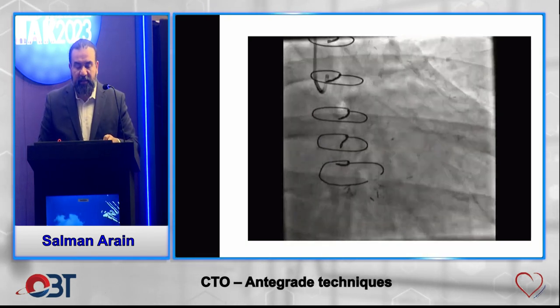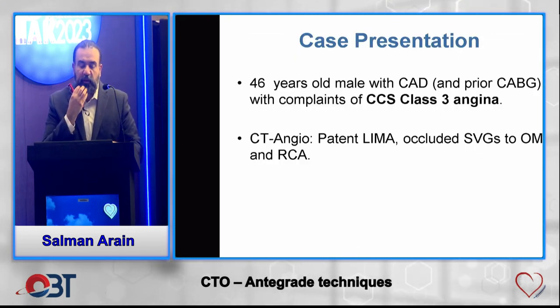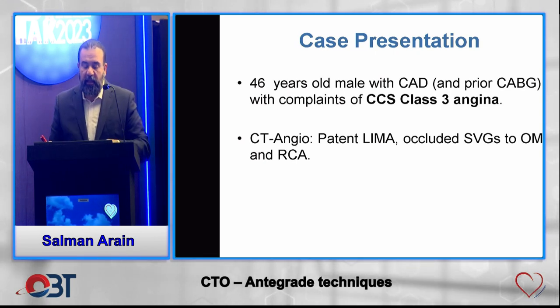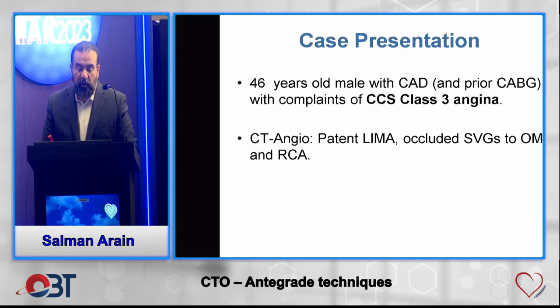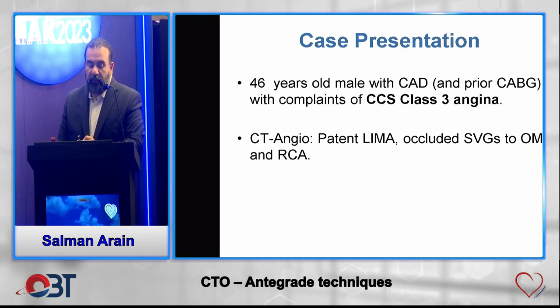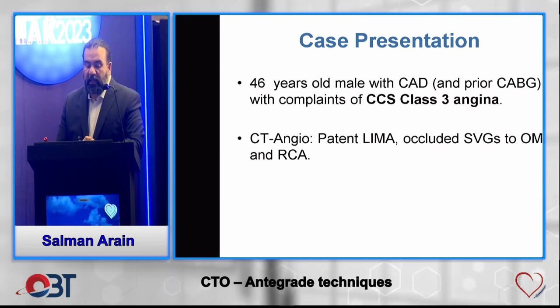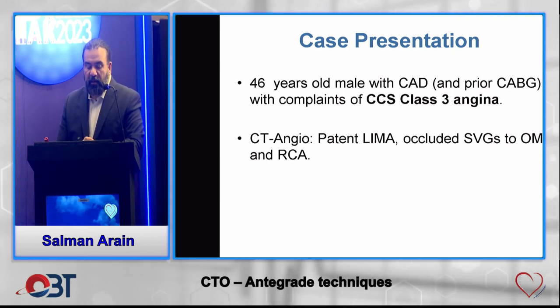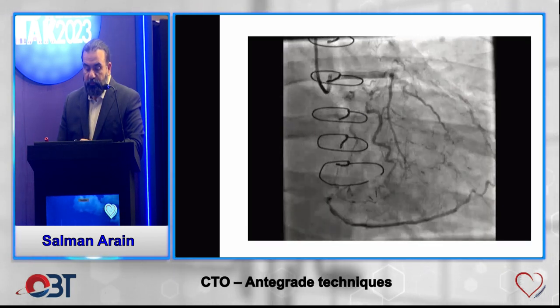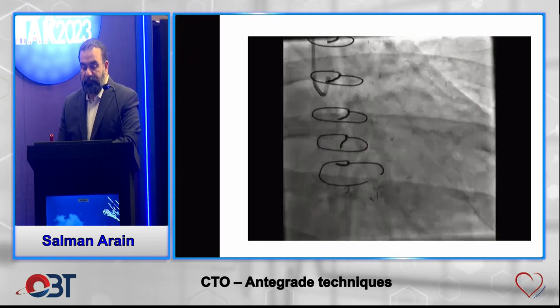You analyze it, but let me tell you the history. The history is, this is a 46-year-old man with CAD, prior CABG. Now he's very young, obviously. He is coming with class 3 angina, which obviously means that if it's C2, then maybe the donor is also involved. Tariq Bhai got a CT angio: patent LIMA, occluded vein graft to the OM and RCA. And this is the angiogram. What do you feel?